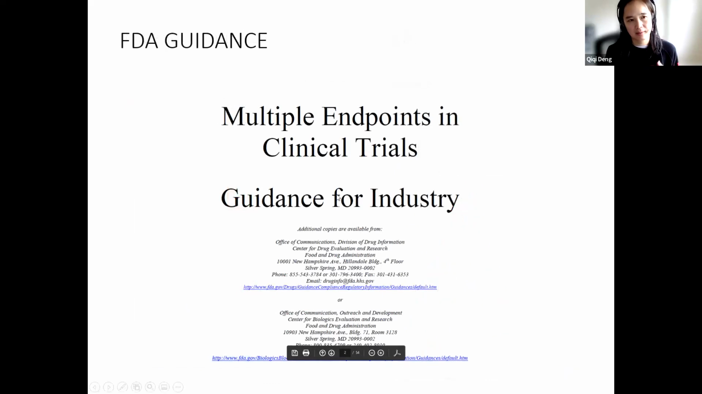So that's why there are multiple works related to multiplicity adjustment. This is just one of the FDA guidances about multiple endpoints in clinical trials. It is one of the FDA guidances that have heavy content on statistics-related topics.